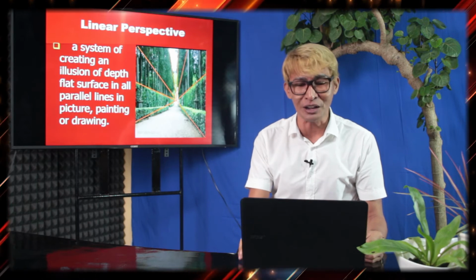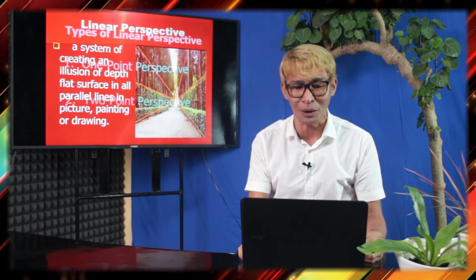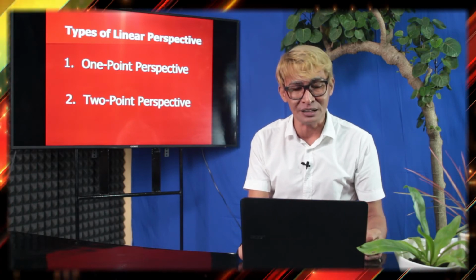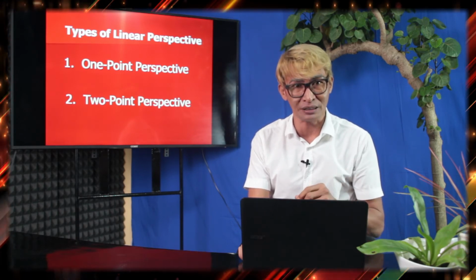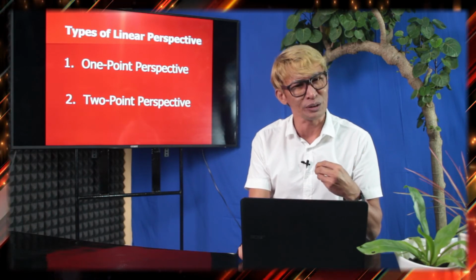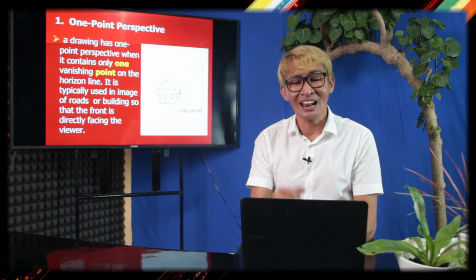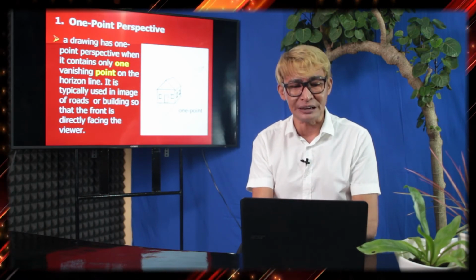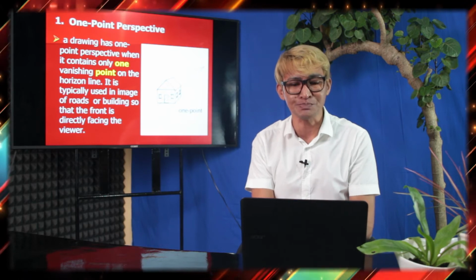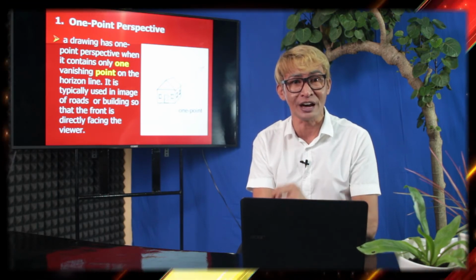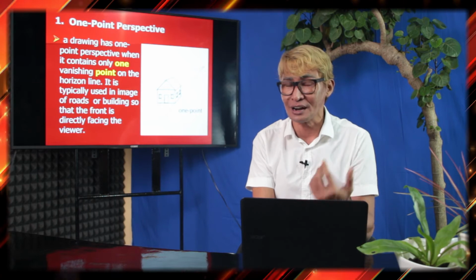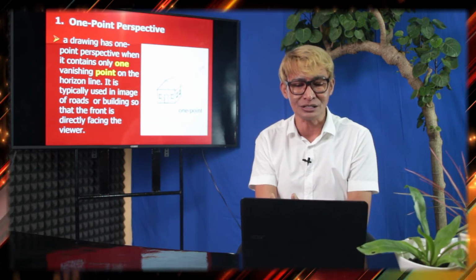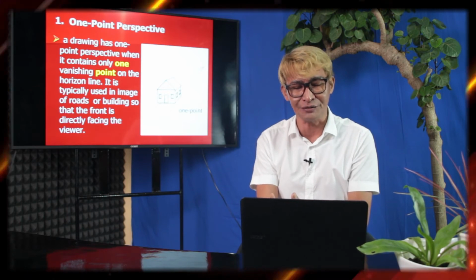Okay? Now, talking of linear perspective, we have these two types of linear perspective. One is 1-point perspective, and the other one is the 2-point perspective. So what are these 1-point and 2-point perspectives? Let's talk about 1-point perspective. A drawing has 1-point perspective when it contains one vanishing point on the horizon line. It is typically used in images of roads or buildings so that the front is directly facing the viewer.